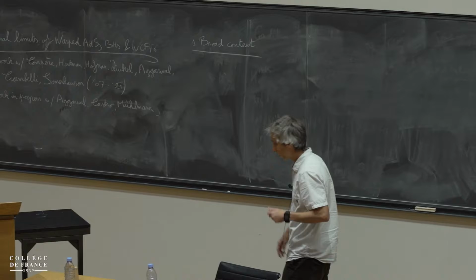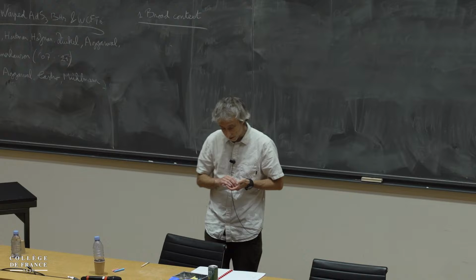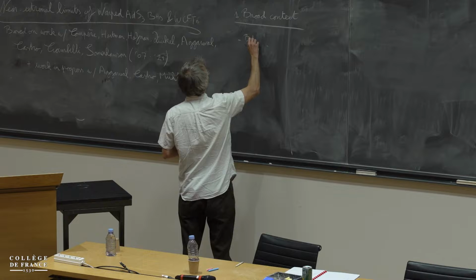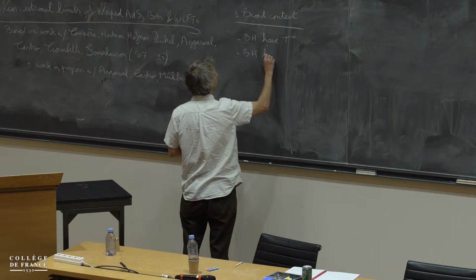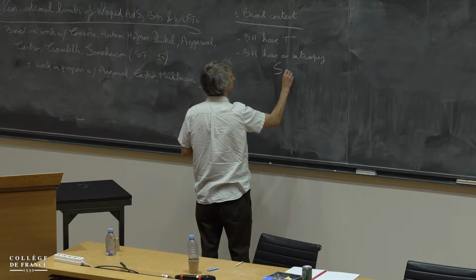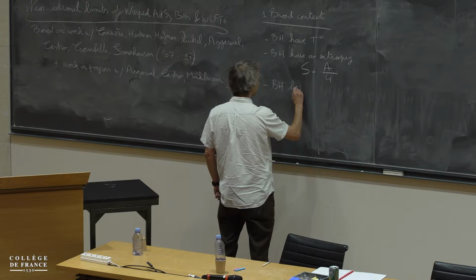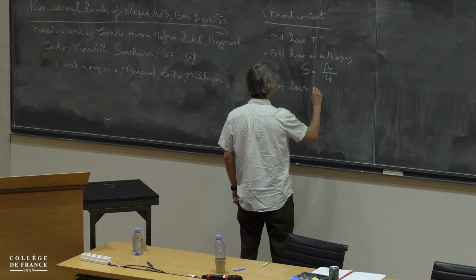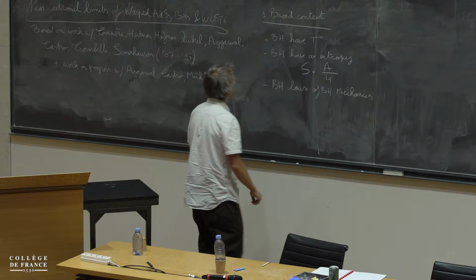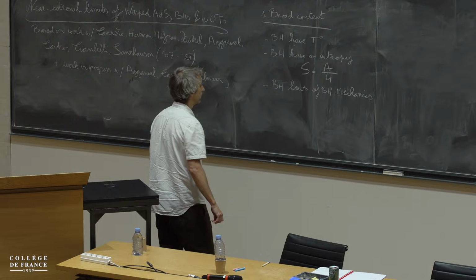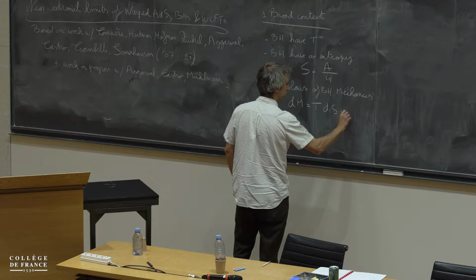So let me start by setting the stage and what is the broad context of this talk. The broad context is that it is known since the 70s that black holes behave like thermal systems. Black holes have a temperature. Black holes have an entropy that is given by 1/4 in Planck units of their horizon area, and they satisfy the laws of black hole mechanics. These laws of black hole mechanics bear striking resemblances, of course, with the laws of thermodynamics. People contributing to this work in the 70s include Bekenstein, Hawking, Bardeen, Carter, and others. The laws of black hole mechanics say that dM is TdS plus some other term.